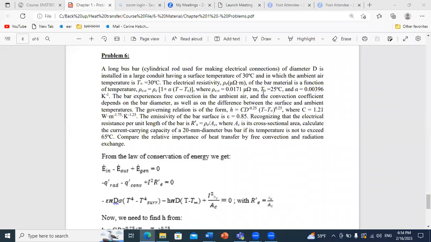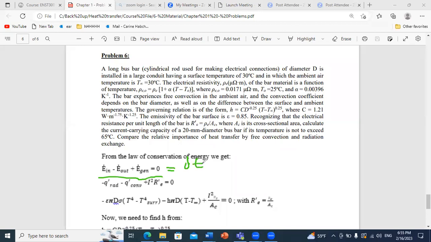Okay. So now the first step will be to write the energy balance for the system. Our system is a cylindrical rod. So as usual, we start by writing the general equation, which is E dot in minus E dot out plus E dot generation equals E dot stored, which is dE by dt for the system.